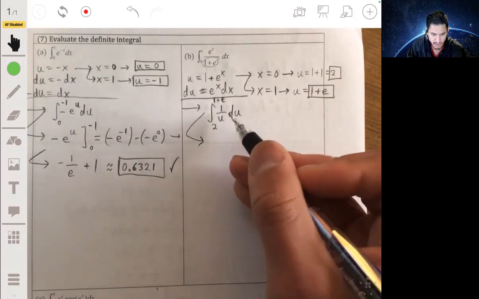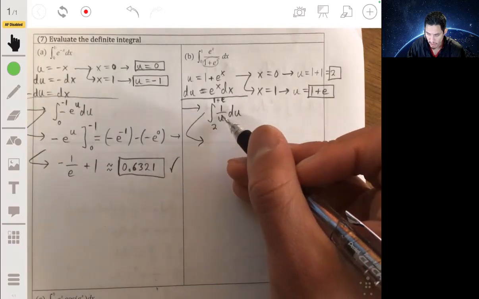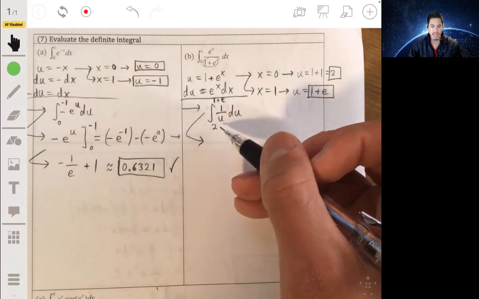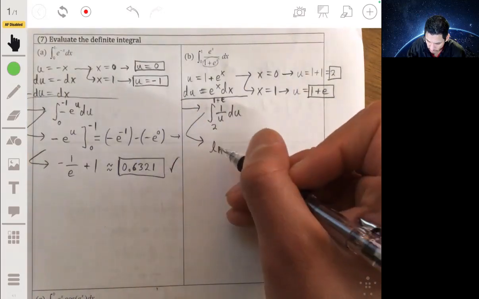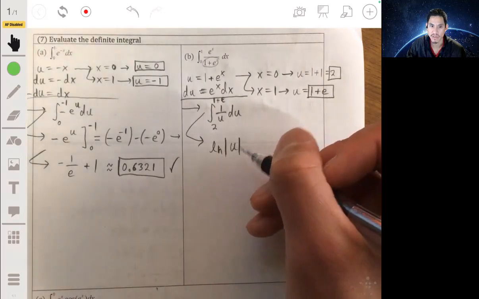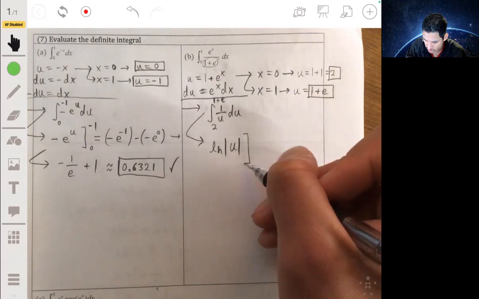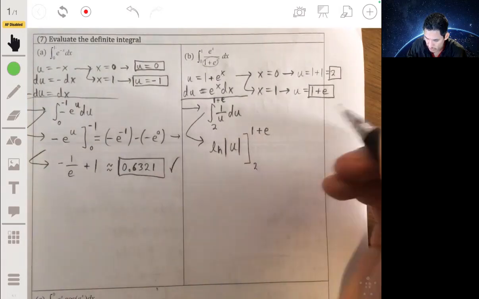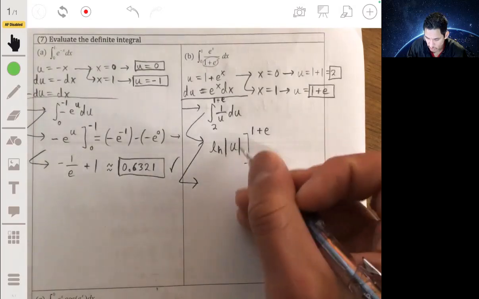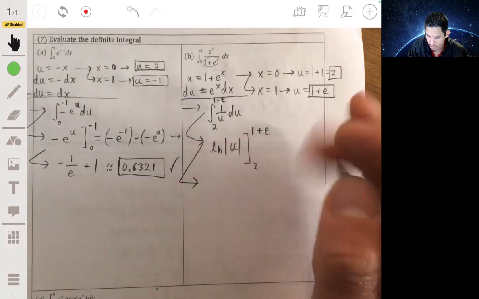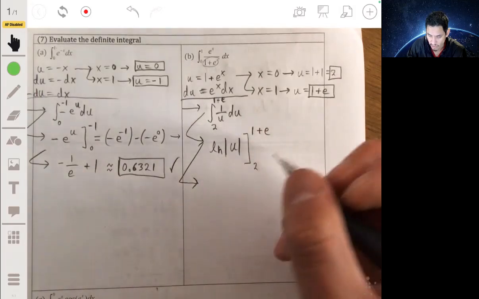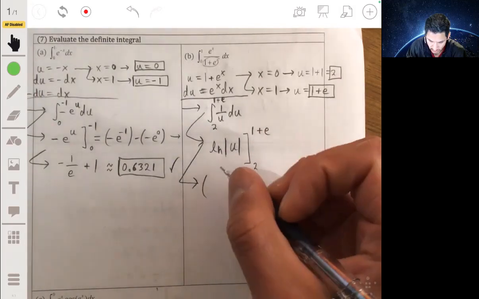And so let's integrate this. Remember, if we have 1 over u, the antiderivative of 1 over u is going to be the natural log of the absolute value of u, because the derivative of the natural log of the absolute value of u is just 1 over u. And we're going to integrate this from 2 to 1 plus e. It sometimes confuses students, but just go with it. 1 plus e is just a number, 2 is just a number, and the natural log of the absolute value of any of these is just another number. So just don't let that intimidate you or scare you off.